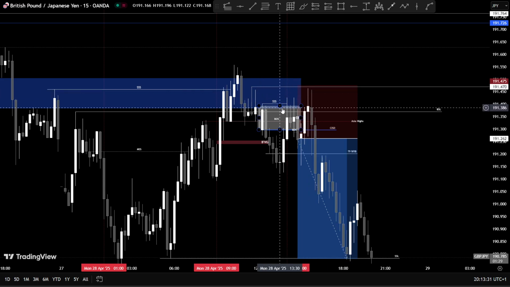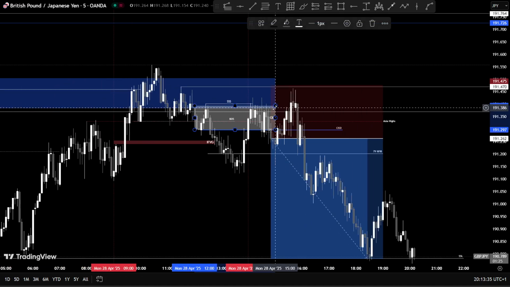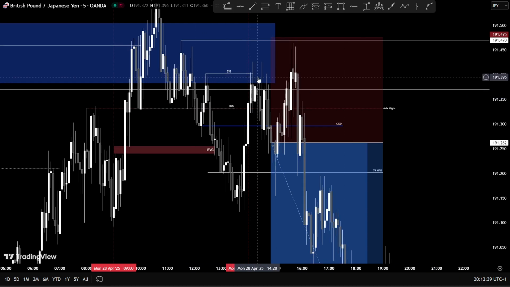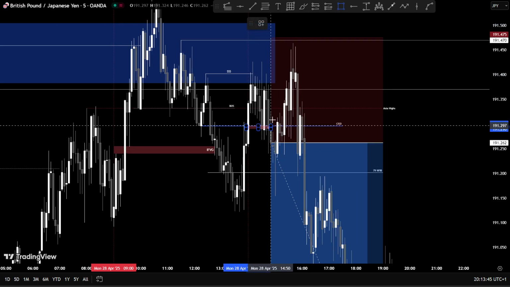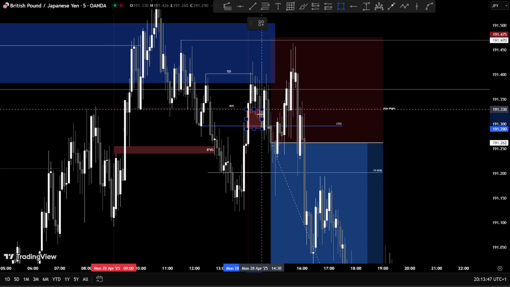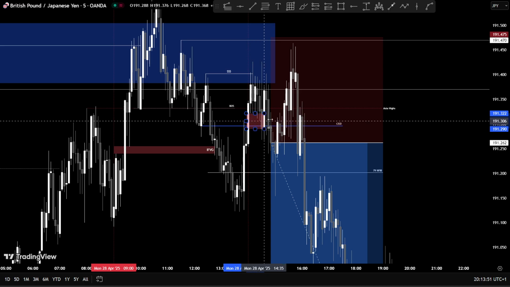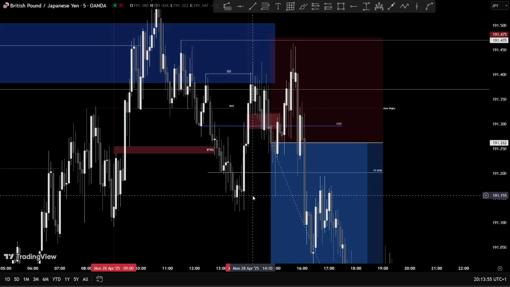We saw internal range liquidity on the 5-minute got swept. We tapped into the order block, we tapped into the CISD, and then liquidity got swept. Internal range liquidity got swept. This 5-minute imbalance got invalidated. This bullish imbalance got invalidated. We retraced back into it, and then scaled down to the 1-minute.